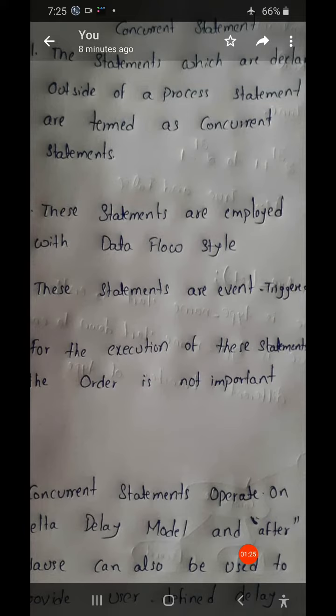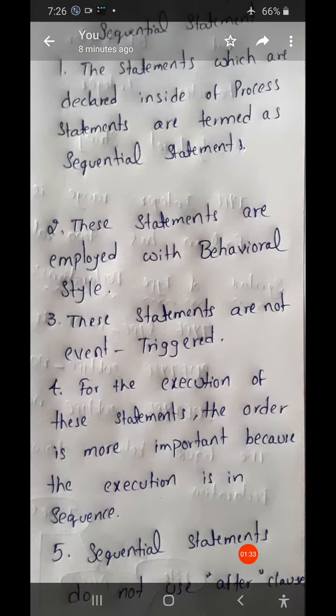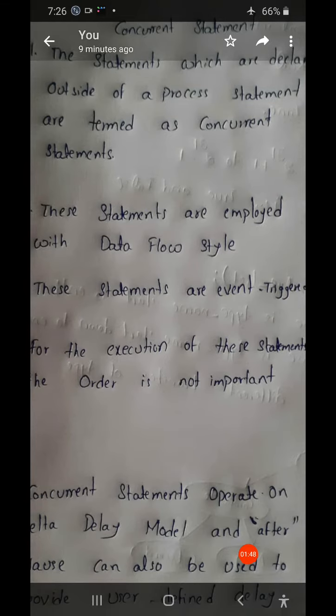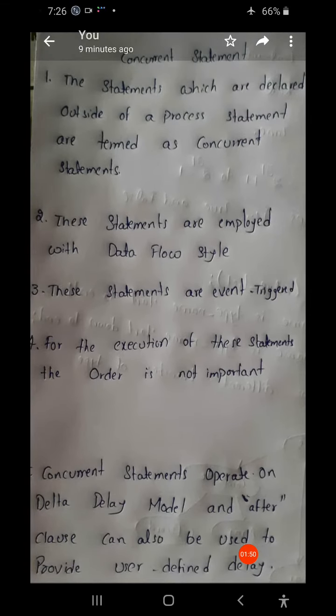Next, the concurrent statements are employed with the data flow style, whereas the sequential statements are used in behavioral style. So we have three methods: structural, behavioral, and data flow styles. By using these three methods we can write the VHDL code.